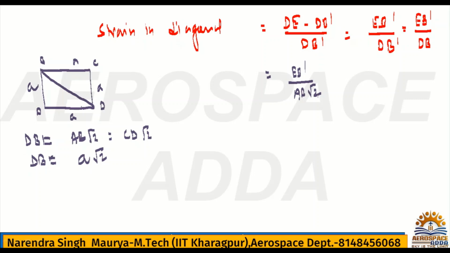Since the angle of deformation is very small, here, then what we can say, we can write the strain in diagonal.